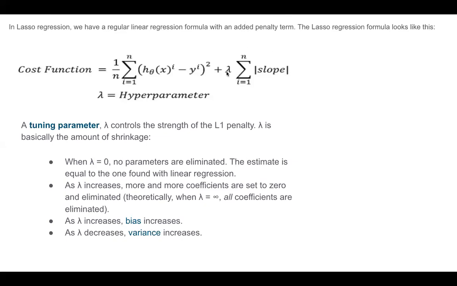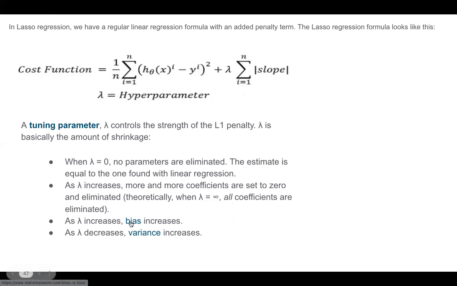So what you do is, this is your regular cost function. To that, you add a penalty, which is lambda times the slope of the line. So when lambda is 0, no parameters, which means you're not adding any penalty, right? If you add 0 to any number, you're not adding anything, because 0 plus any number is the same number, which is equal to a regular linear regression. As the penalty increases, more and more coefficients are set to 0.